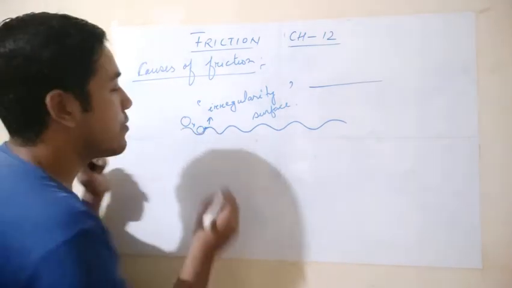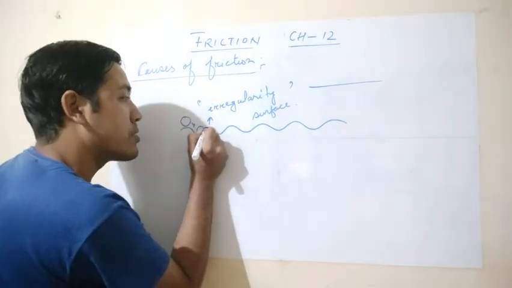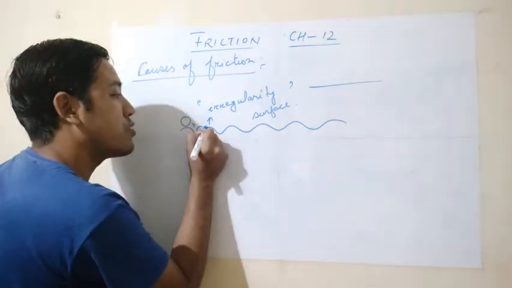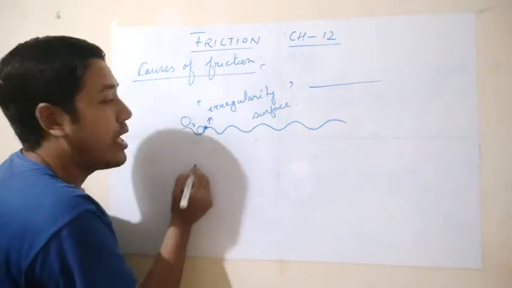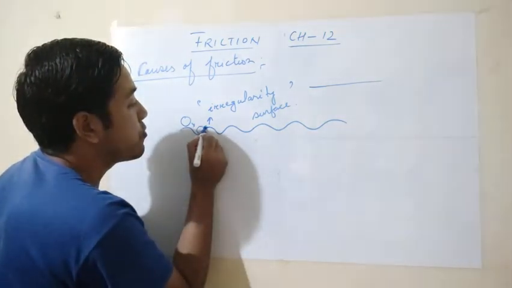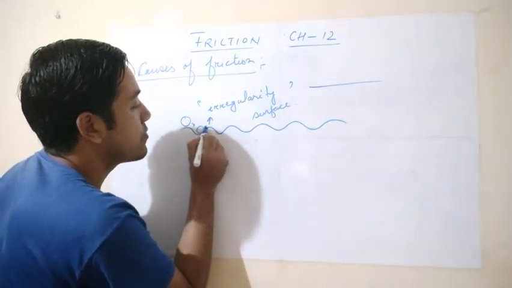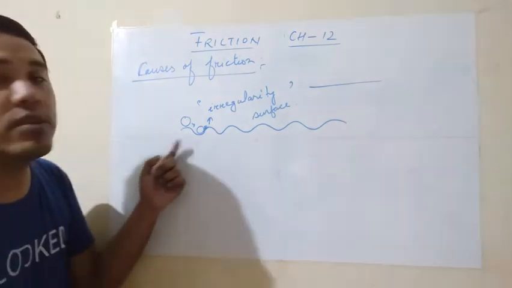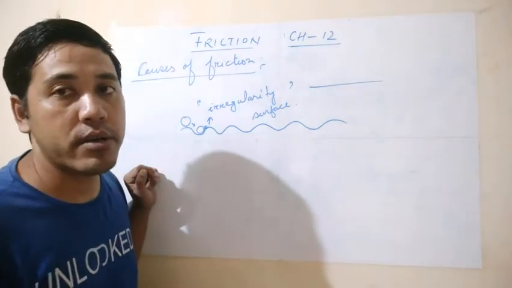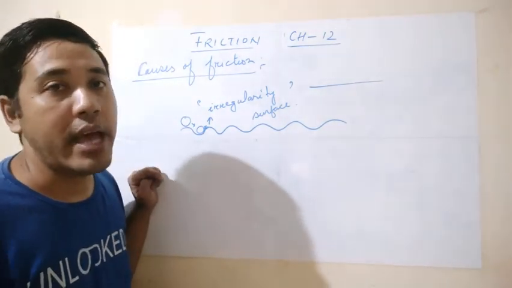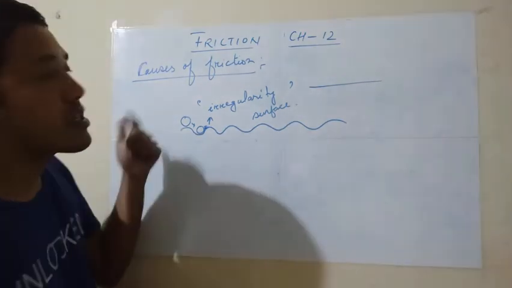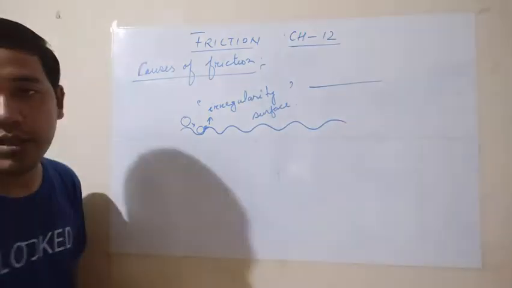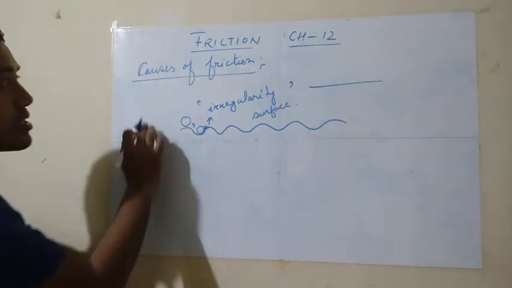Because of that, some force will come out from this portion towards this area. With the help of this opposing force, the motion of the object will be slowed down or stopped. And because of this, the friction comes out. Now this is the motion, this is the force.